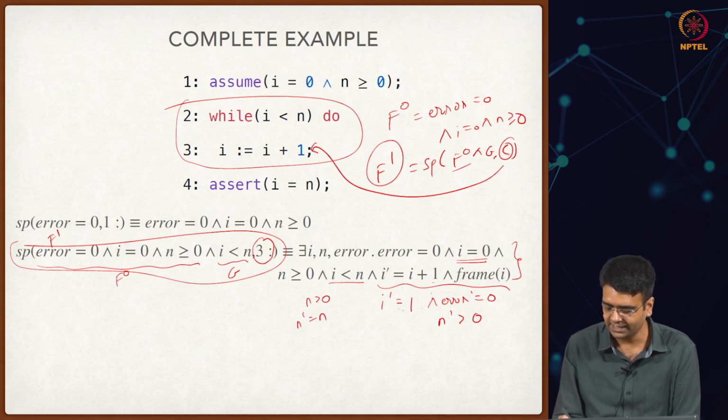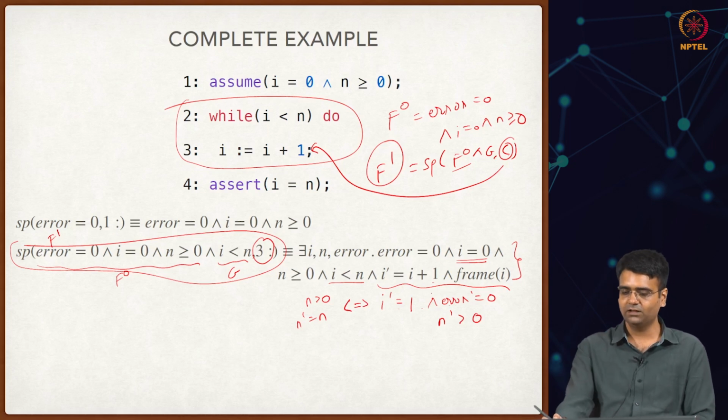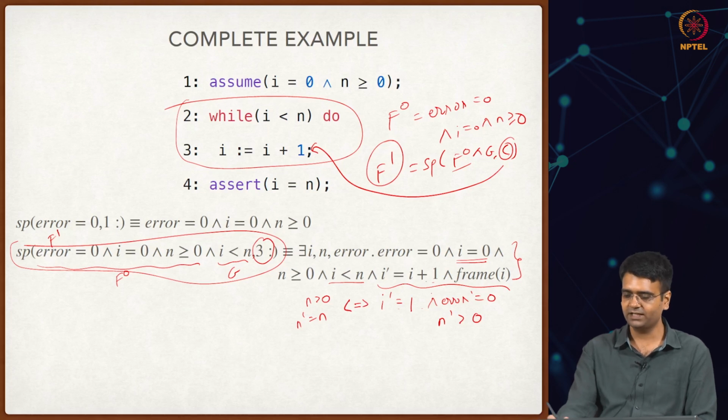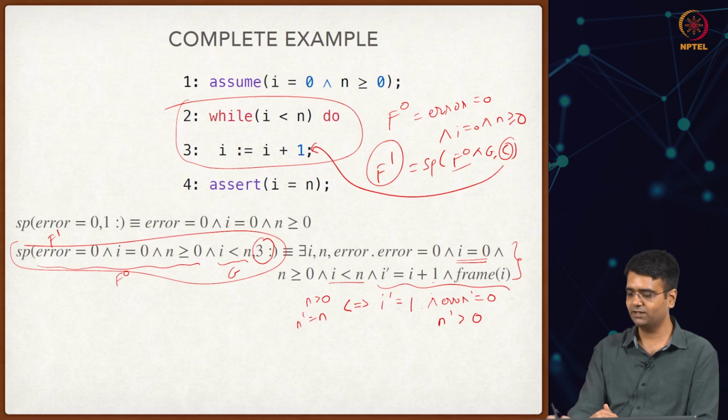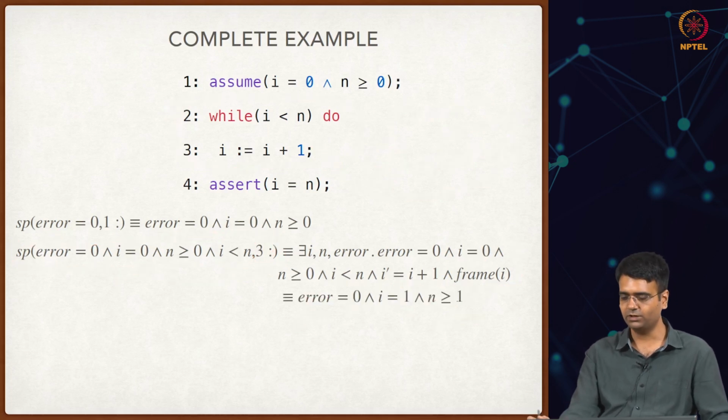So I get I prime is equal to 1 and error prime is equal to 0 and n prime is greater than 0. So this is equivalent to this formula. This is obtained after eliminating all the existentially quantified variables. So here I have a formula only containing the primed versions. Once I have a formula which only contains the primed versions, I simply substitute every primed variable with the unprimed variable, right. So I get I equal to 1, error equal to 0, and n is greater than 0. So that's what I get.